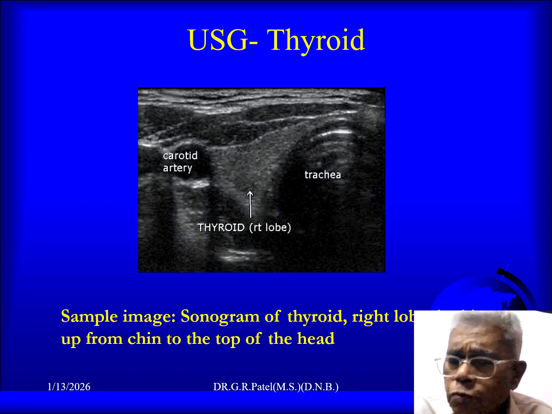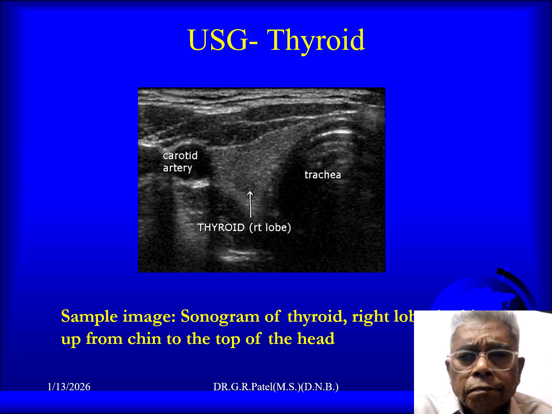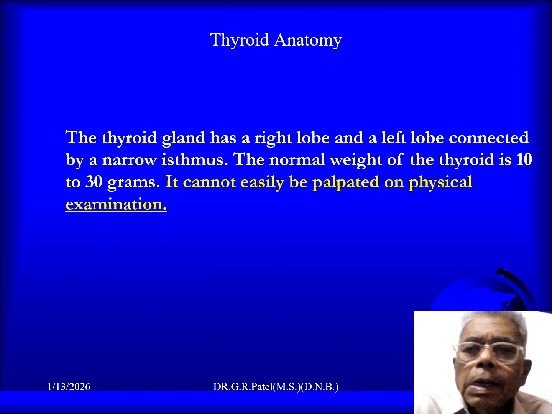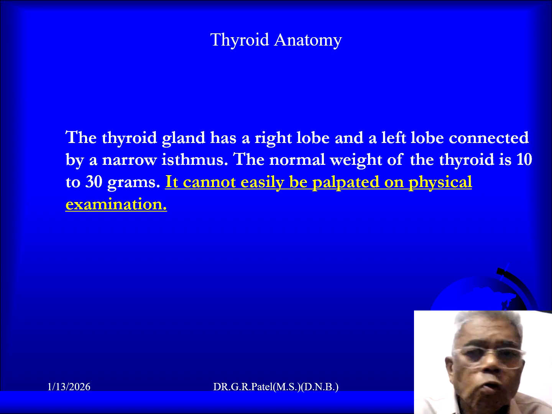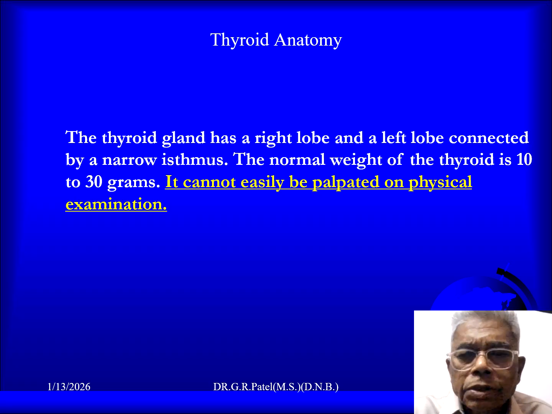This is the picture of USG thyroid. The thyroid gland has a right lobe and a left lobe connected by a narrow isthmus. The normal weight of the thyroid is 10 to 30 grams. It cannot easily be palpated on physical examination.